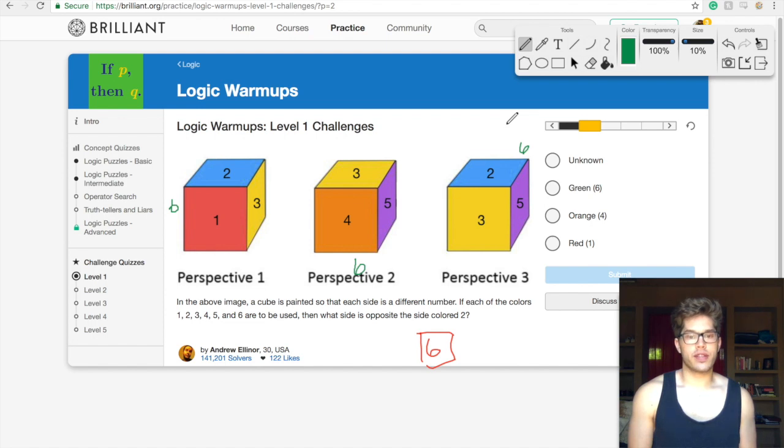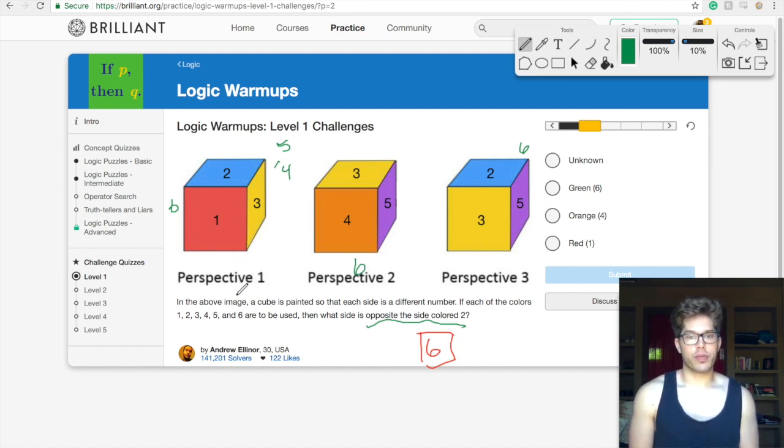What else is it asking? It's asking what is opposite the side colored 2. So what do we need to figure out? Here we know it has to be one of two things. It has to be 5 or it has to be 4. As we know where 1, 2, and 3 are, we know 6 is opposite, and it has to be 5 or 4 then. Those are the only two remaining in perspective 1.